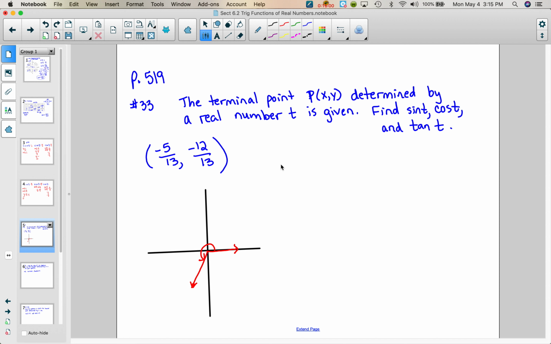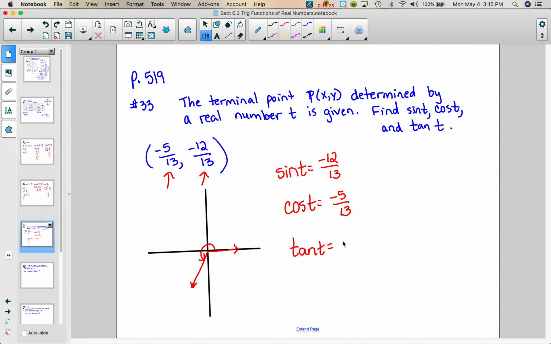And we're trying to find sine t, cosine t, and tangent t. And this is built on a unit circle if we drew one out. So sine t is the y-coordinate, negative 12/13. Cosine t is the x-coordinate, just like on the unit circle.